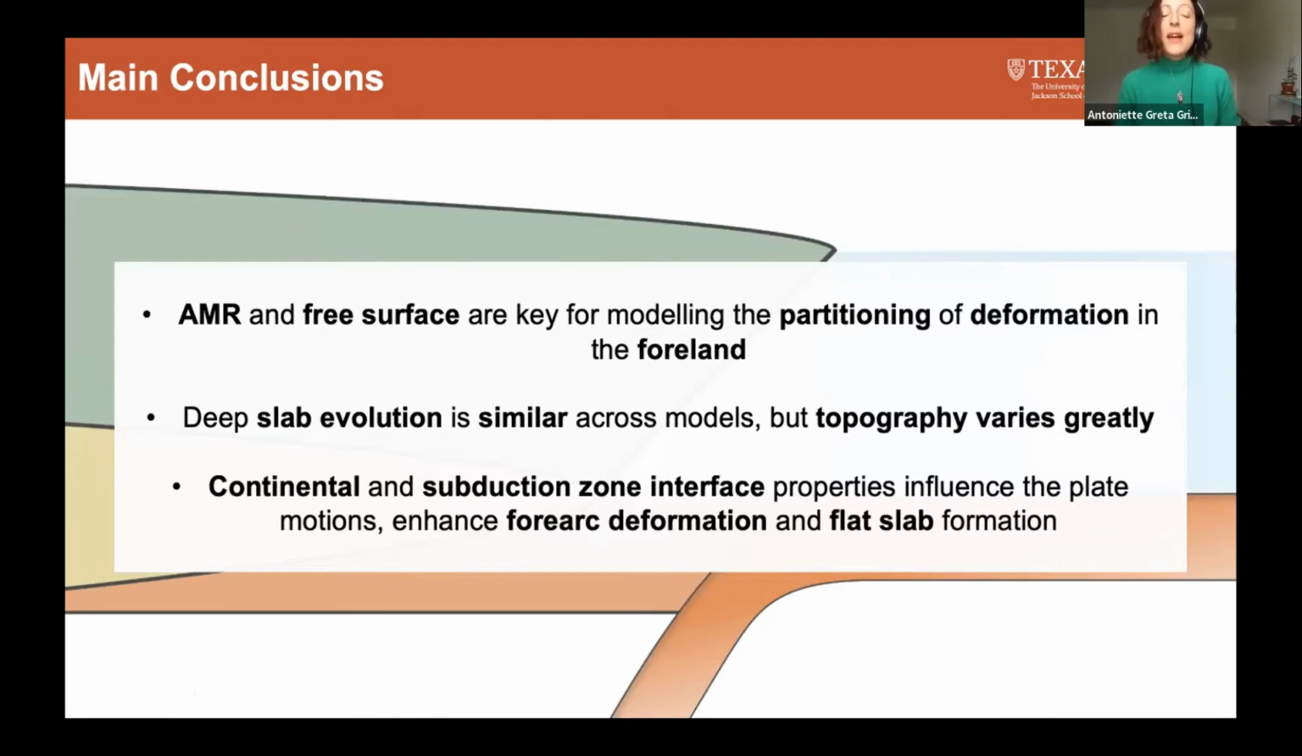The second thing that I want to point out is, despite having very similar slab morphologies across all our models, the topography is very different, which means that we really need to understand both the properties of the continent, but also the subduction zone interface, because this clearly can influence both the plate motions, how these are being partitioned across our subduction zone, and this in turn can enhance the foreland deformation and may even affect flat slab formation.